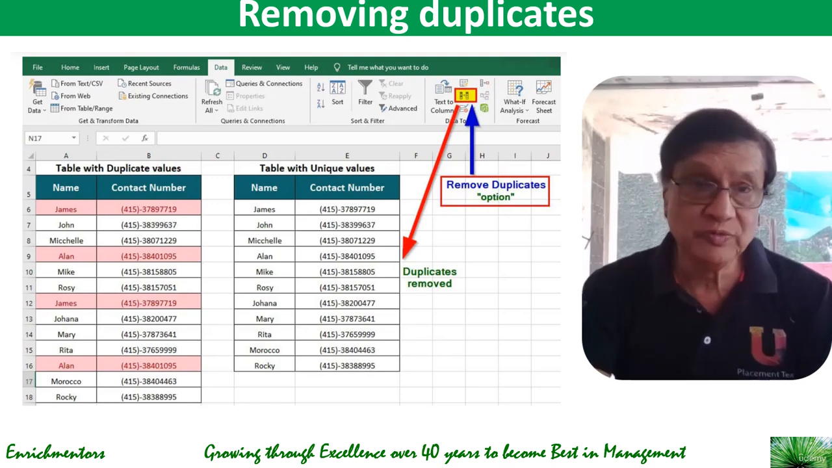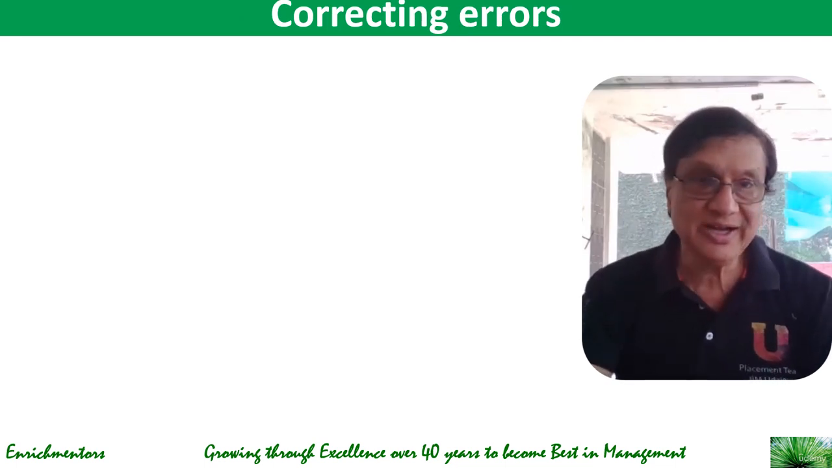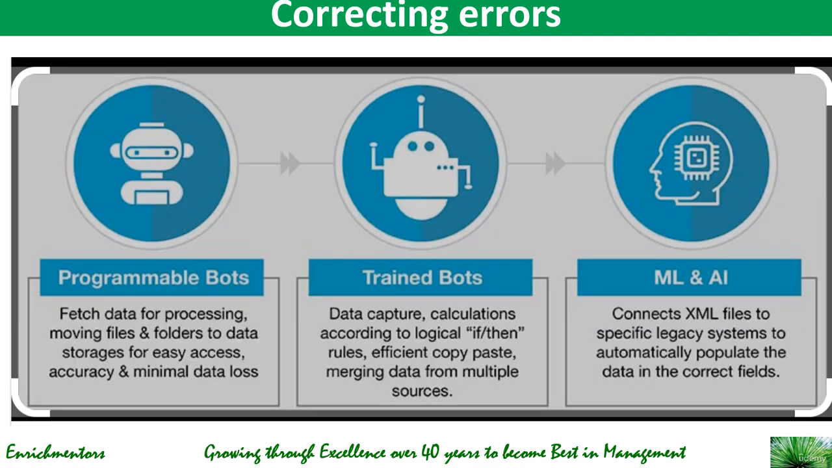Now you can remove duplicates across the entire row that has complete, let's say, duplication, or you can also remove partial duplicates as you need to. Correcting errors is another one where you need to fix errors or inconsistencies in data entries manually or programmatically. And for programmatic usage, there are bots which can fetch data for processing, moving files in folders to storages for easy access. There are trained bots, and there are ML and AI programs. So there are a variety of programmatic methods that are emerging for correcting errors.